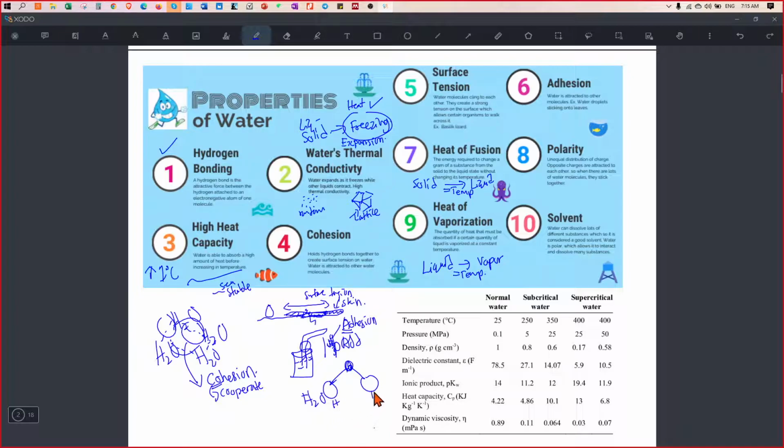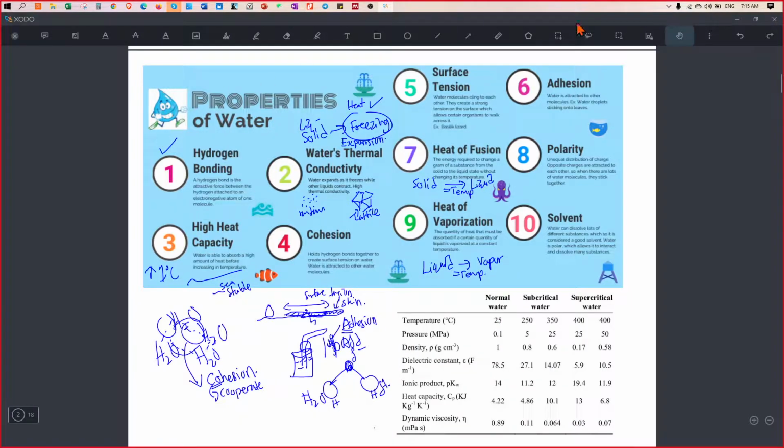We got H here, you got H here. Okay, so you got your partial charges right here. Okay, and then finally the solvent. Okay, because water has this polarity, negative and positive sides, it can dissolve other molecules.